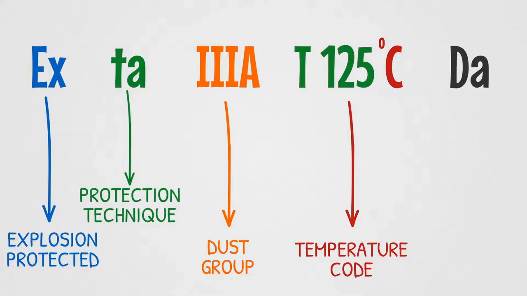Note that in some cases, the marking might show a small subscript following the letter T, which indicates the layer depth of the dust. In our example, 200 means that the maximum temperature rise of 125 degrees Celsius is obtained based on a 200 mm layer of dust on the equipment. The final part of the marking adds detail to the assessed level of protection, the EPL. The assigned EPL takes into account all of the protection techniques used and indicates the likelihood that the equipment can become a source of ignition.